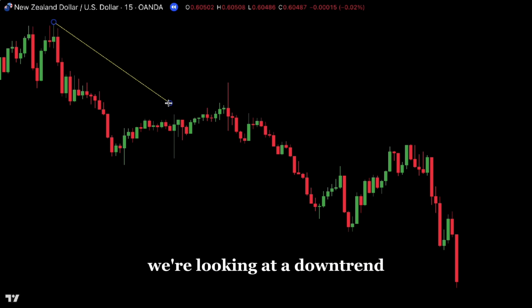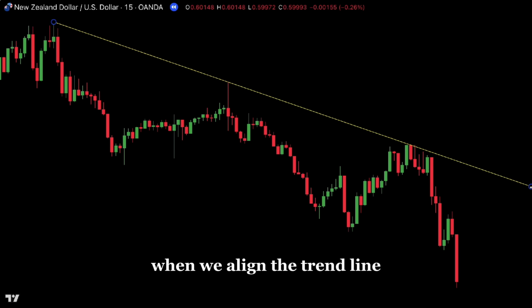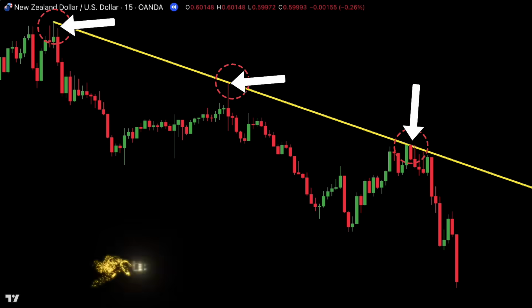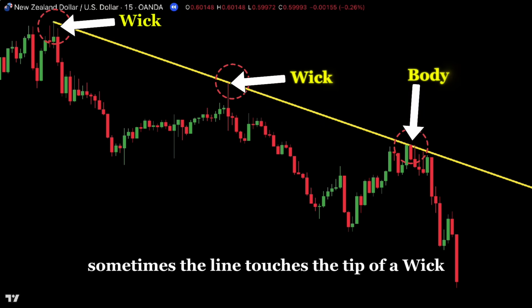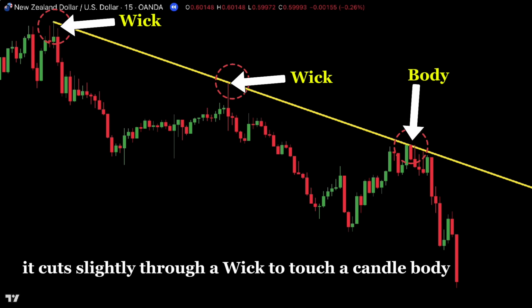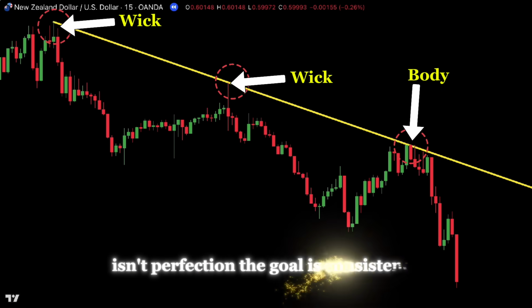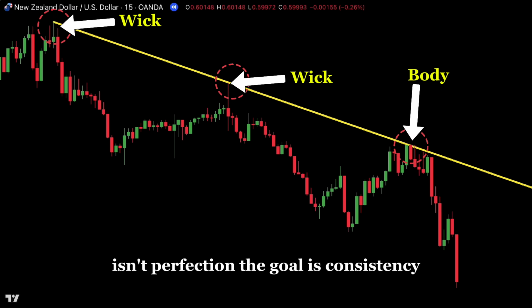We're looking at a downtrend. When we align the trend line with the most visible swing points, we notice something interesting. Sometimes the line touches the tip of a wick, other times it cuts slightly through a wick to touch a candle body. And that's totally fine. The goal isn't perfection, the goal is consistency.